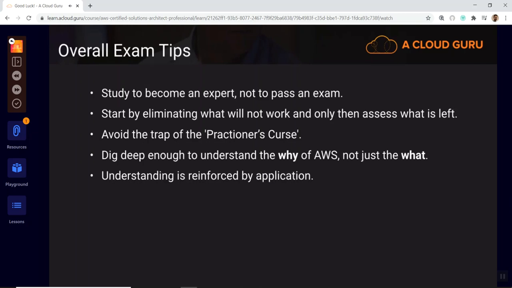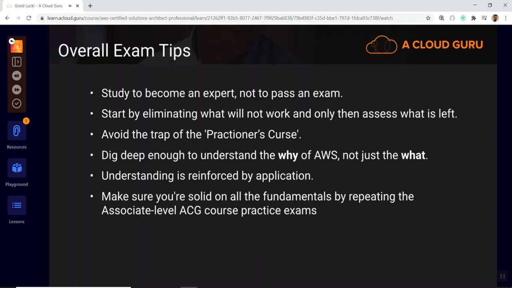And if you're a little bit unsure of your fundamentals, definitely go back and take some of the associate level ACG courses or practice exams. They're going to help reinforce some of those things that maybe you forgot. Go into the exam with a definite strategy. One of the things that we recommend is the understand, eliminate, evaluate, choose, and validate process that you're going to see in that AWS certification prep course that I've recommended.